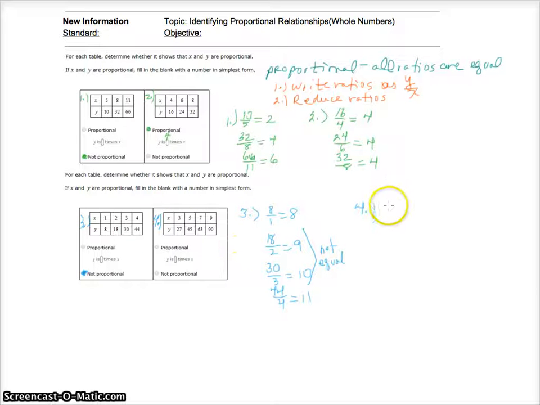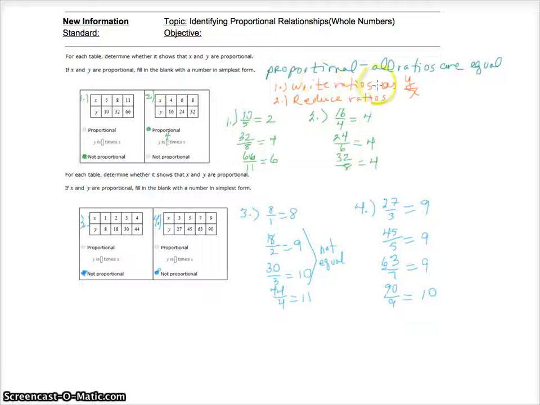Number 4, my ratio is x to y. I start with 27 over 3, which reduces to 9. My next one is 45 over 5, which also reduces to 9. Now it's important that we go all the way through these in case we get one that's not equal, so that we know if they're proportional or not. The next one is 63 over 7, also 9. And then the last one is 90 over 9, which equals 10. Equal, equal, equal, equal, not equal. So they're not all equal, so they're not proportional.